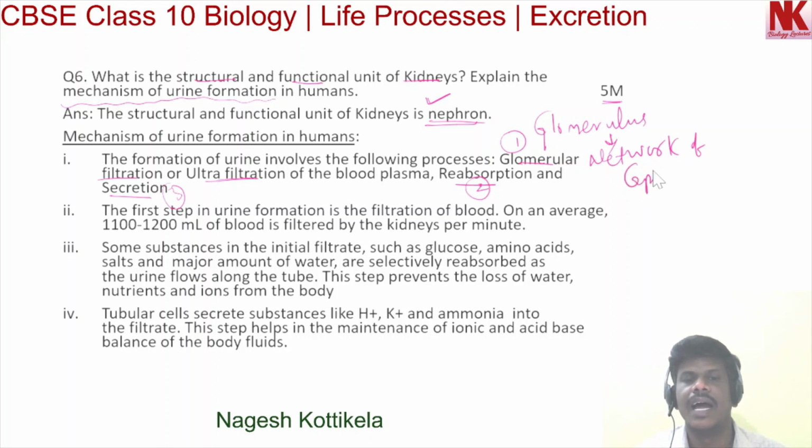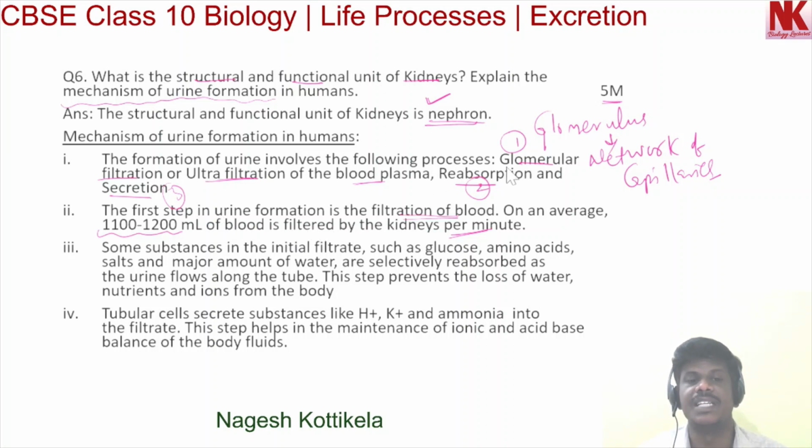This network of capillaries is playing an important role in filtration of blood plasma. Reabsorption and secretion, these are the other 2 steps which occur in different parts of the tubule of nephron. Now here the first step in urine formation is the filtration of blood. On an average, 1100 to 1200 ml of blood is filtered by the kidneys per minute.